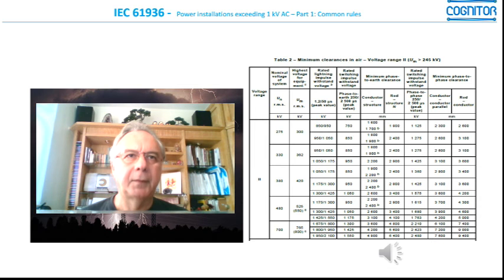In this table, you see the same values of minimum clearance in air, or minimum phase-to-earth clearances, and minimum phase-to-phase clearance, and these values for each of the voltage classes higher than 245 kV class.